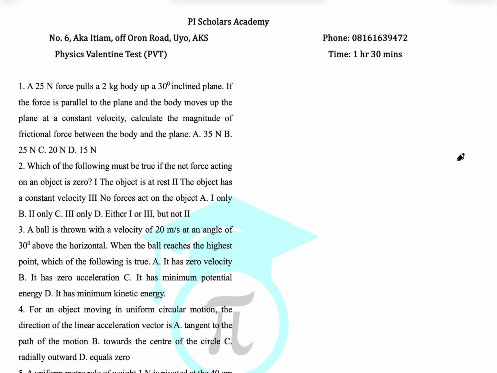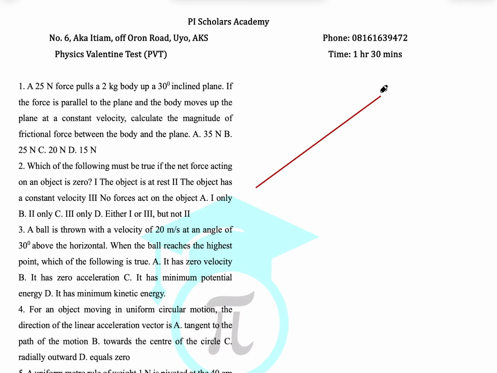UTME Physics practice problem. Question number 1 says that a 25 Newton force pulls a 2 kg body up a 30 degrees inclined plane. If the force is parallel to the plane and the body moves up the plane at a constant velocity, calculate the magnitude of the frictional force between the body and the plane.